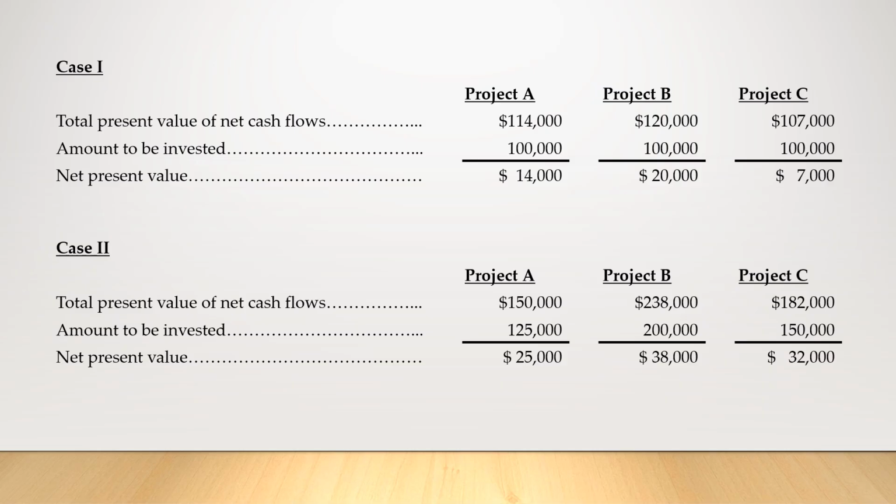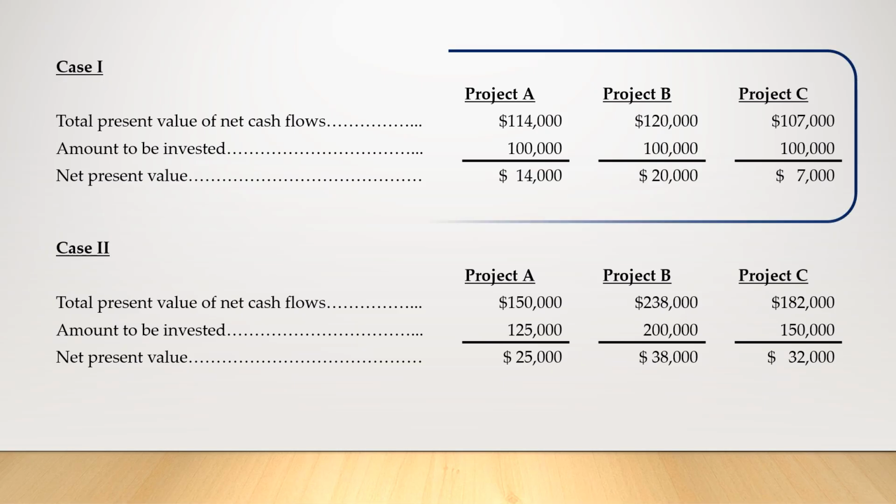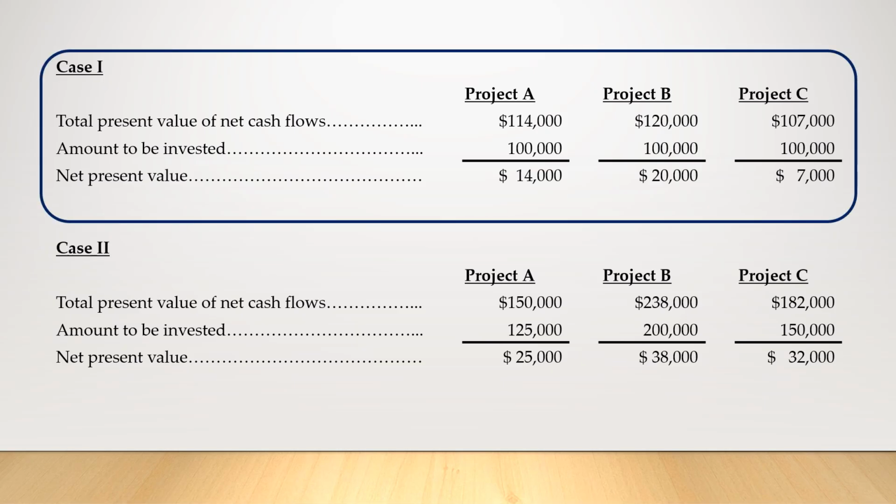Turn to page 3 for another example on ranking projects. In case 1, you see 3 projects with their present values of future cash flows, their initial investments, and their respective net present values. Which of these projects would be the best investment? A, B, or C? Obviously, Project B, because of its highest net present value. Project A would be the next best option, and Project C would be last.